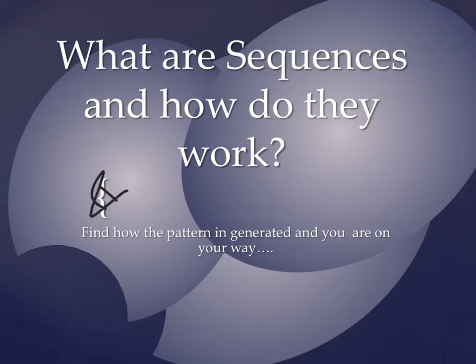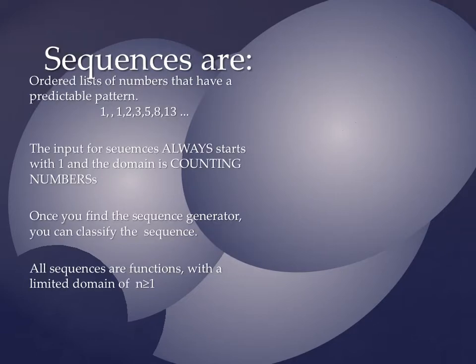We're going to talk about what they are, what they look like. So sequences are functions. That means that they have a predictable outcome and each input has exactly one output. So sequences are special functions, and what makes them special, and here's one of my typographical errors, is that sequences always start with the first term.